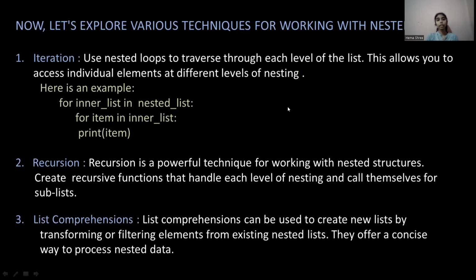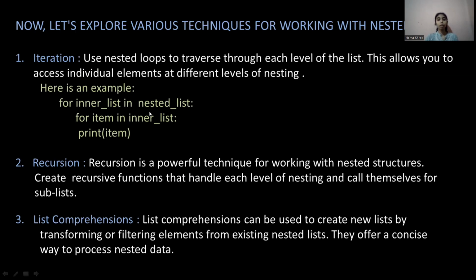Now let's explore the various techniques for working with nested lists. First is iteration. Use nested loops to traverse through each element of the list. This allows you to access individual elements at different levels of nesting. Example for iteration.